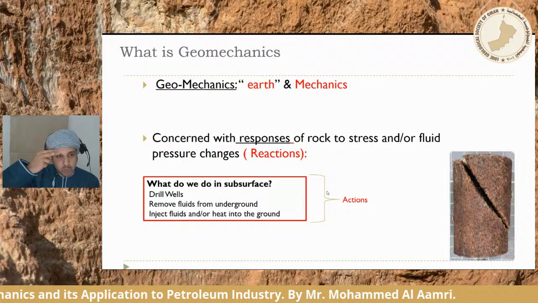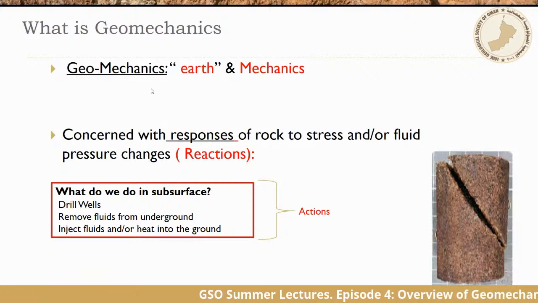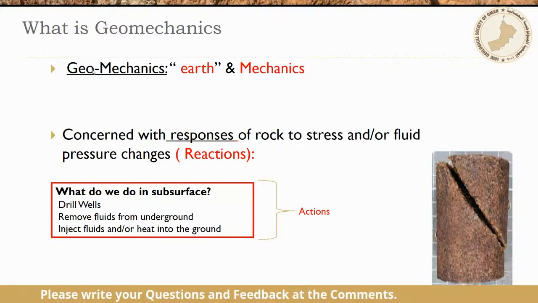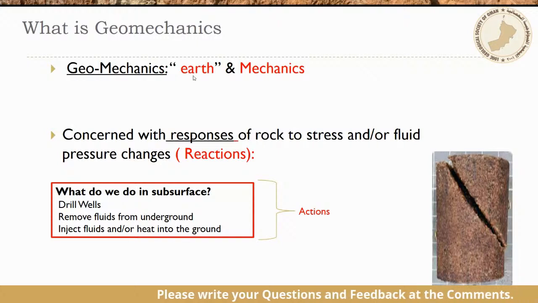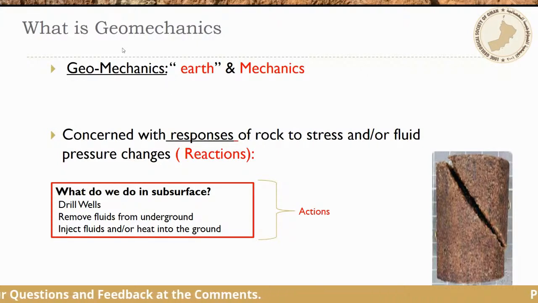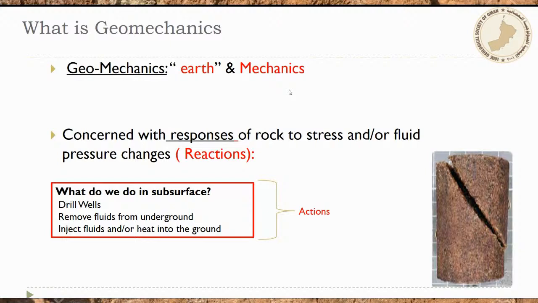Okay, so let's start with the definition of geomechanics. Geomechanics consists of two words, as you see here. We have geo, which means the earth, rock, or any geomaterial, and the second word is mechanics, which is one of the engineering disciplines. So basically we are studying the mechanical responses of the rock or the earth itself. It's like geophysics, for example: geo and physics, where we study the physical properties and responses of the rocks.